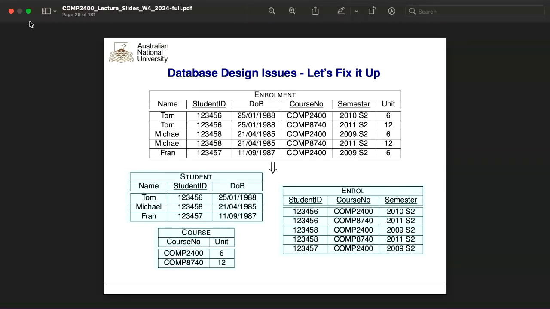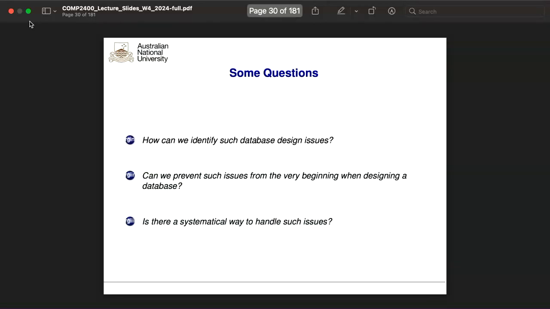But we're going to fix this. The very simple and fundamental idea is we are going to properly decompose a table into multiple tables in a proper way to avoid this kind of database design issue. So that's what we are going to talk about this week and the next week.